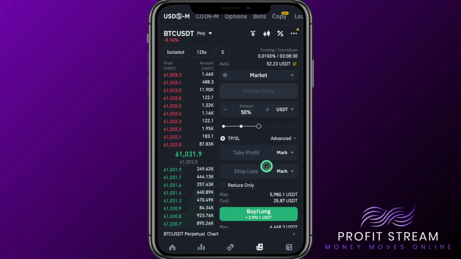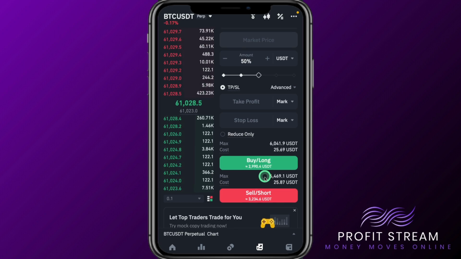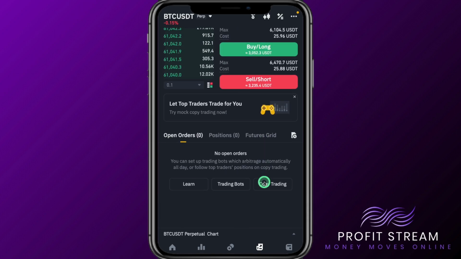Now stop loss is a way to cut your losses short when the market doesn't want to go your way. You put in a price and it automatically closes your trade. If you're going long, it's under the entry price, and if you're going short, it is higher. Now, underneath it, you have your buy, long, sell, short. Long is just another word for buy, and short is another word for sell. Now at the bottom, you can see your open orders, positions.